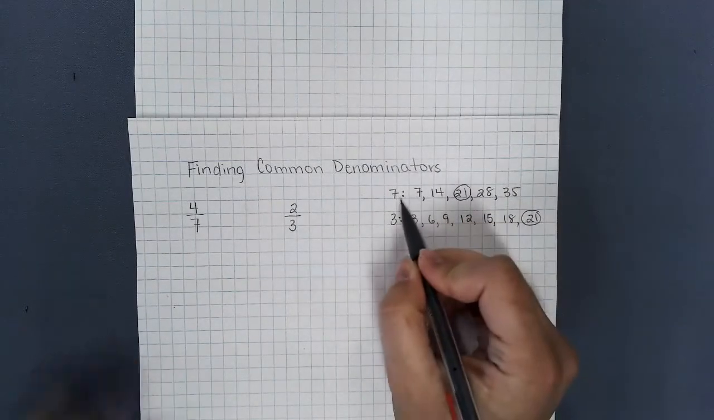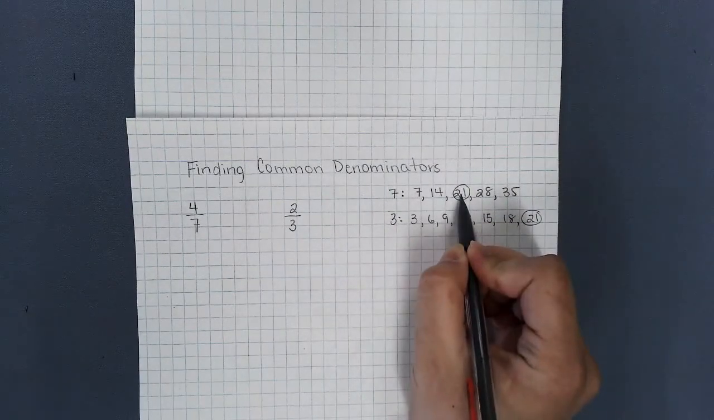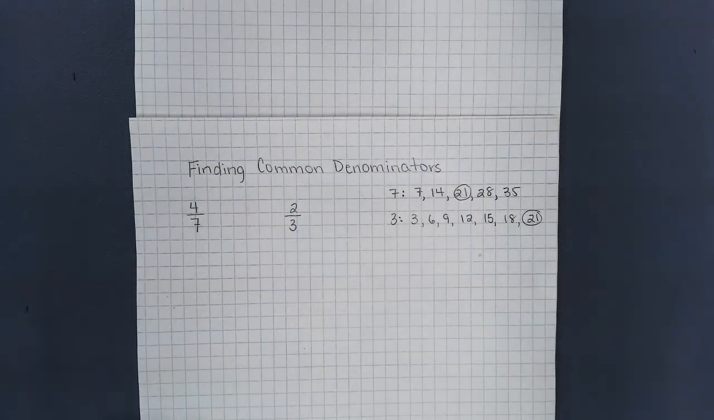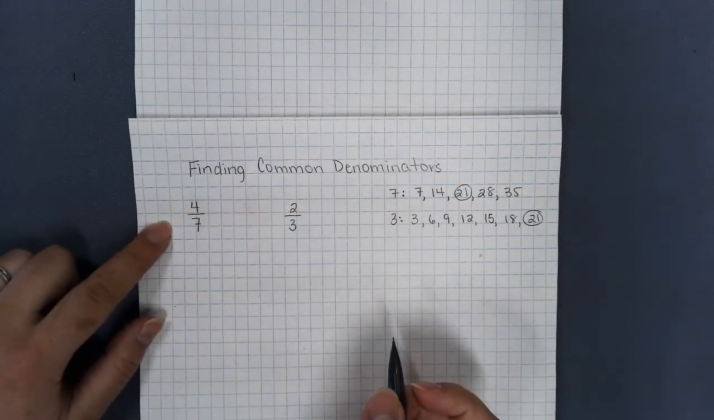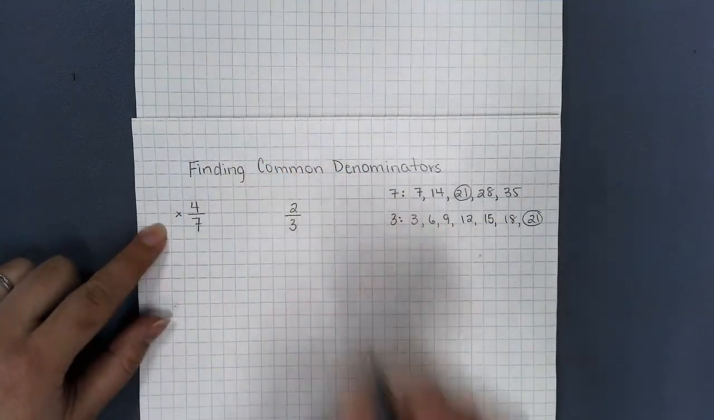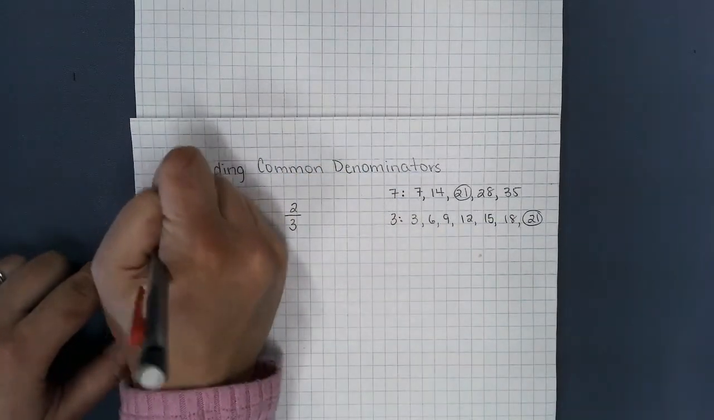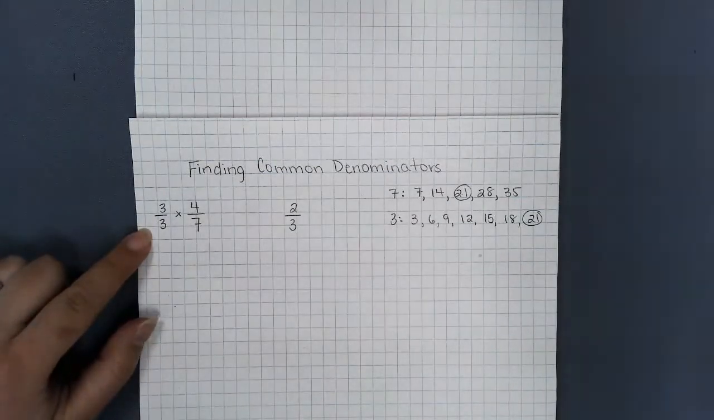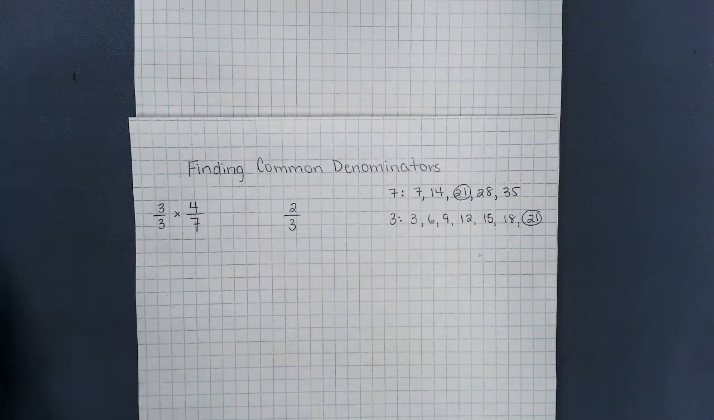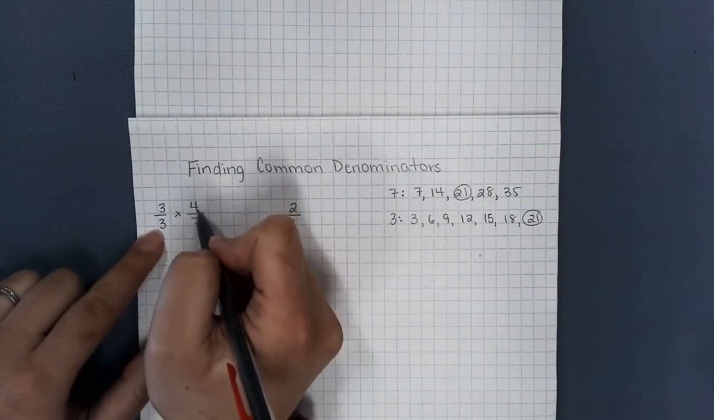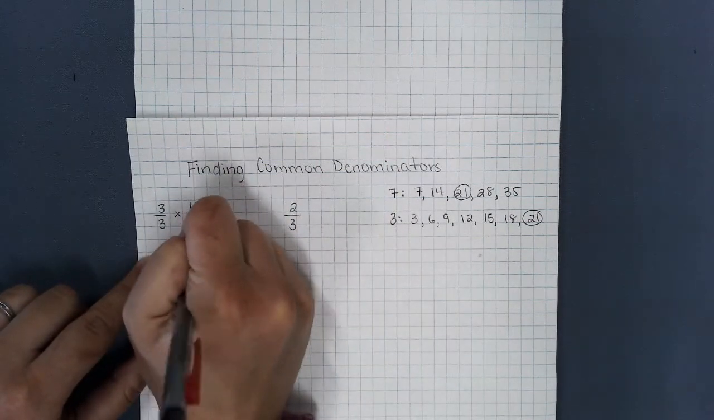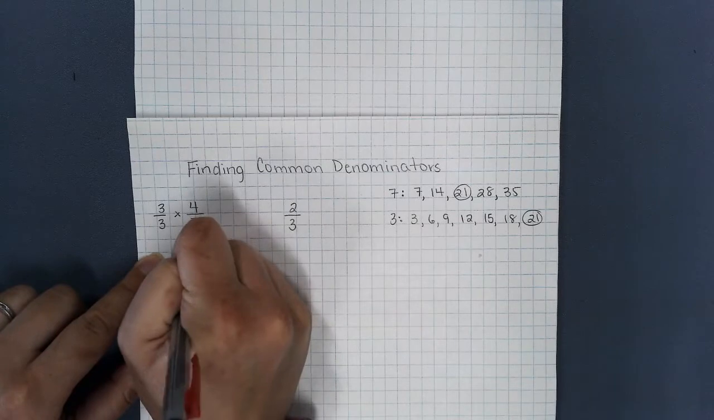So that means I'm going to multiply 7 by 1, 2, 3 to get 21. And I'm going to multiply 3 by 1, 2, 3, 4, 5, 6, 7 to get 21. Now remember, you have to multiply both the numerator and denominator by the same number. So I'm going to start with the fraction here, and I'm multiplying by 3 over 3. And the reason I'm doing that is because 3 divided by 3 is just 1. So it's like I'm multiplying the fraction by 1, which doesn't change the value of it at all. So 4 multiplied by 3 is 12. And 7 multiplied by 3 we just saw is 21.